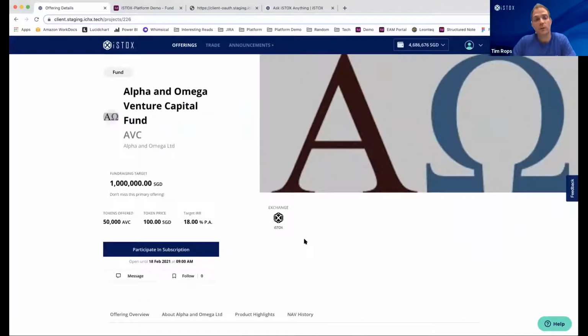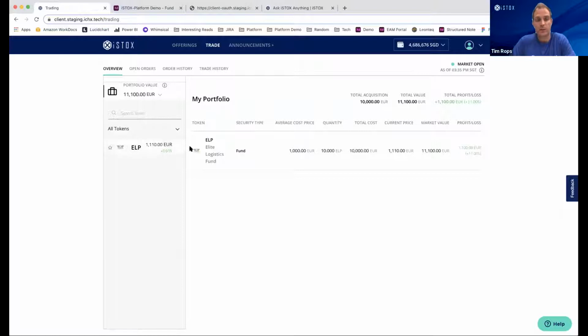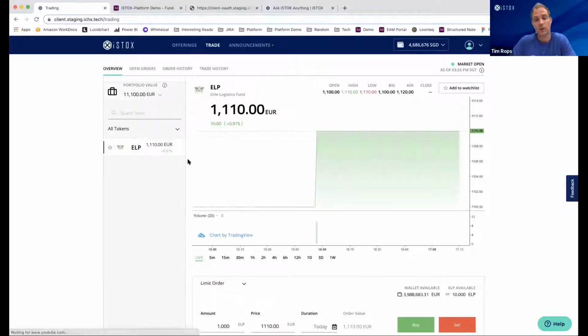Now, when the initial offering ends, so we're going to assume, of course, this is a success, then it will be listed on secondary trading. So secondary trading here, again, is very empty because this is our UAT environment, but this is one of our listings that we're very proud of, Elite Logistics.